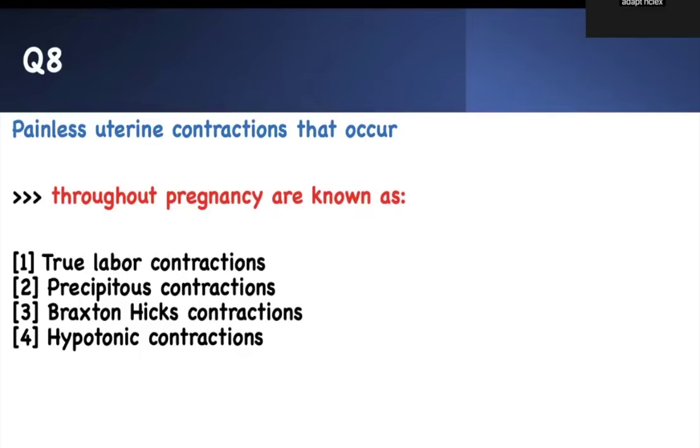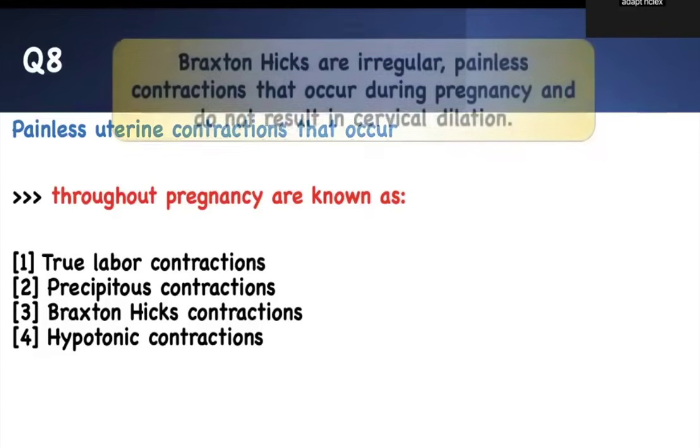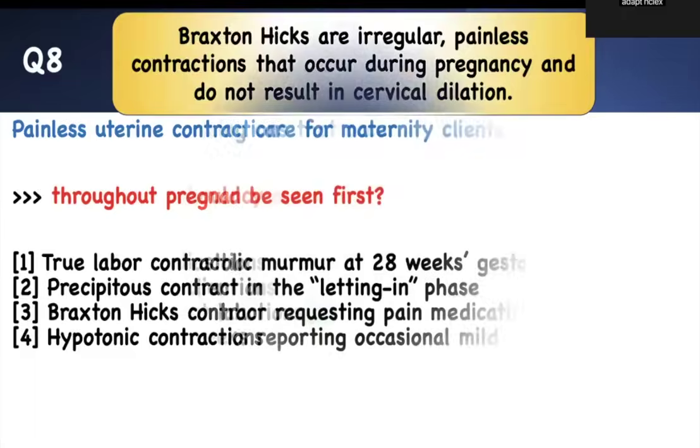Painless uterine contraction that occurs throughout pregnancy is known as what? Is it true labor, precipitous labor, Braxton Hicks contraction, hypotonic contraction? I know these are bonus questions for you. And I know you got it because you get 8 out of 10. It's right there, number 3.